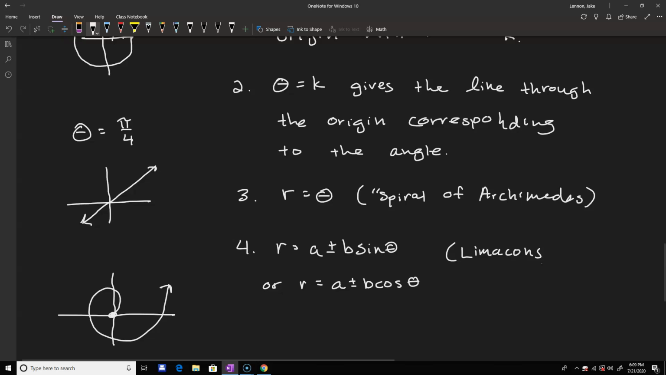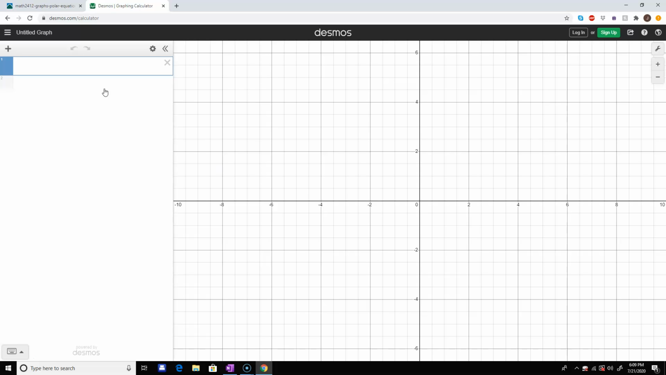I think there's an accent mark somewhere. I'm not exactly sure. But a and b are constants that you can play around with to change the shape, and we'll get an idea of what those look like. So if you're on Desmos, I don't know if we have to switch to polar. I think we can just type r equals, let's say, 1 plus 2 cosine of theta. Yeah, and we get a limaçon.